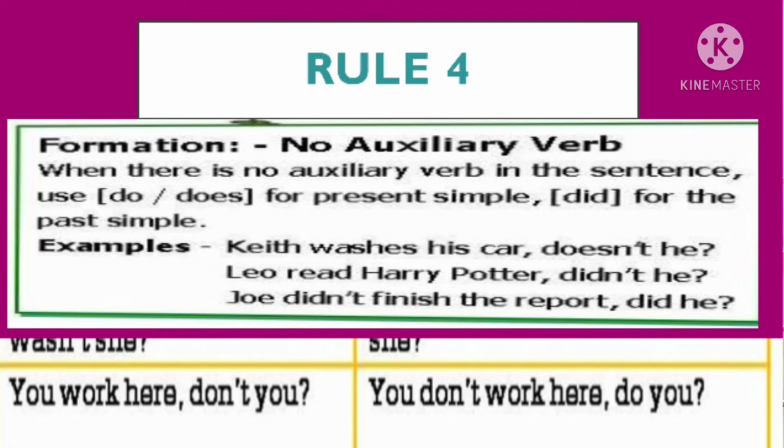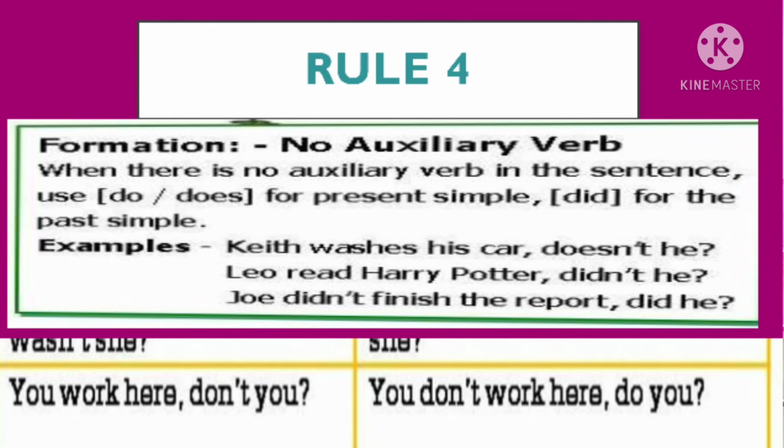Now, let us see the fourth rule. When there is no auxiliary verb in the sentence, use do or does for present simple and did for past simple. Keith washes his car. Here, I have not used any auxiliary verb. As it is simple present tense, we have to use doesn't he, because here the verb ended with es.